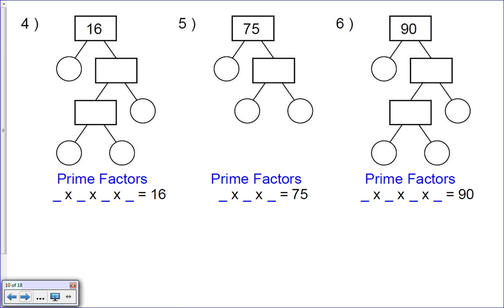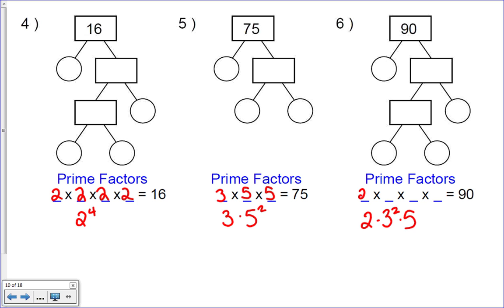Okay, hopefully you've turned it back on. The answer to 16 is 2 times 2 times 2 times 2, or in other words, 2 to the 4th. 75 is 3 times 5 squared, or 3 times 5 times 5. And 90 is 2 times 3 squared times 5. In these boxes, you would have a 2, 2 3s, and 1 5.